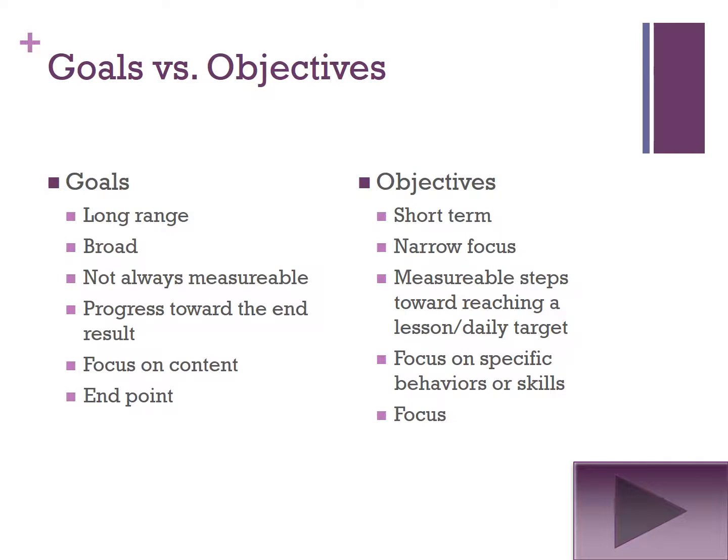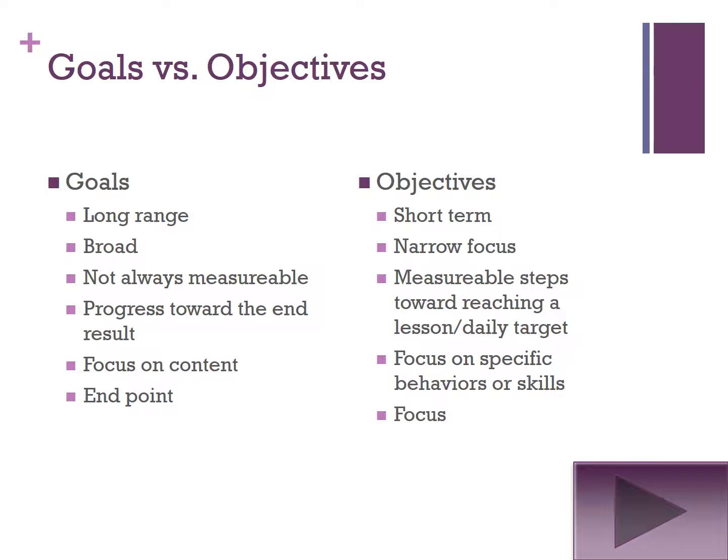Now that you've organized your thoughts on the differences between goals and objectives, here are some points for you to consider. Goals tend to be long range, covering the entire class over the course of a semester, and objectives tend to be shorter in their focus, specific lesson objectives, or even the objectives of specific activities, or assessments, or assignments, or projects, whatever the case may be. Goals tend to be much more broad, and they're not always measurable, but they do give students an idea of what it takes to make progress toward the end result of the class.